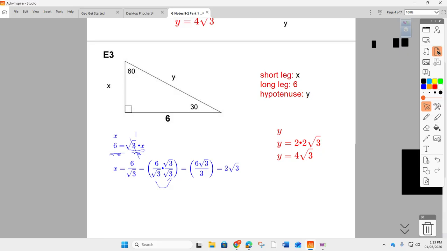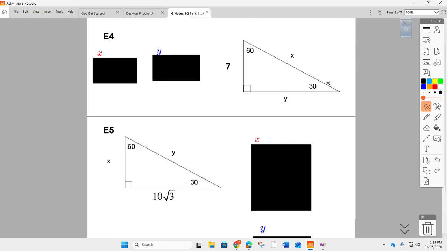All right. So, once again, we've got the short leg of 7. Can you guys tell me what the hypotenuse is? If the short leg is 7, what is the length of the hypotenuse? What's the relationship between the hypotenuse and the short leg? Right. So, it's 14. The hypotenuse is 2 times 7, or 14.